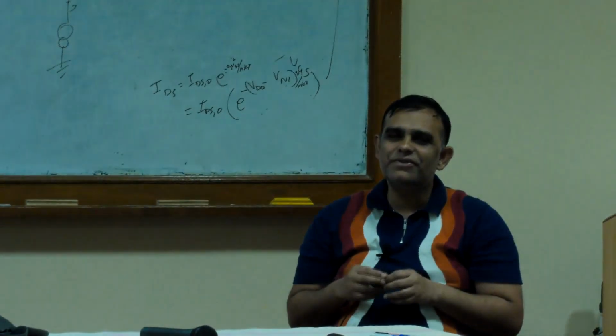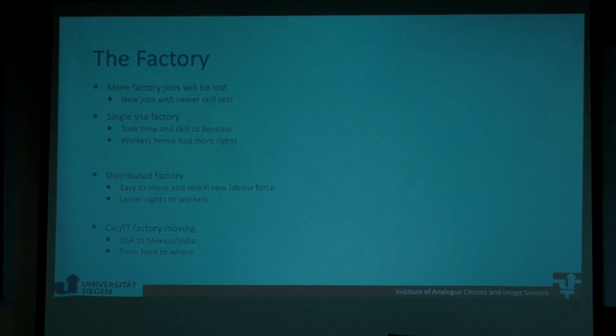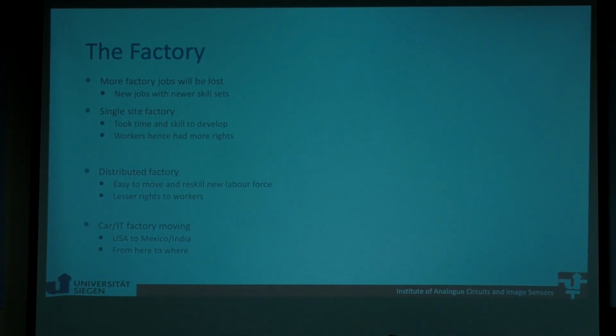Now I see something very interesting that happened in the past. We used to have single site factories. If you have one factory where you have trained your workers to make steel, moving the factory was very difficult. Because if you move the factory, for whatever reason, worker strike or worker rights, you have to go back and retrain people there. And this is why workers had quite a lot of rights. They knew the owners could not afford to shut down the factory.